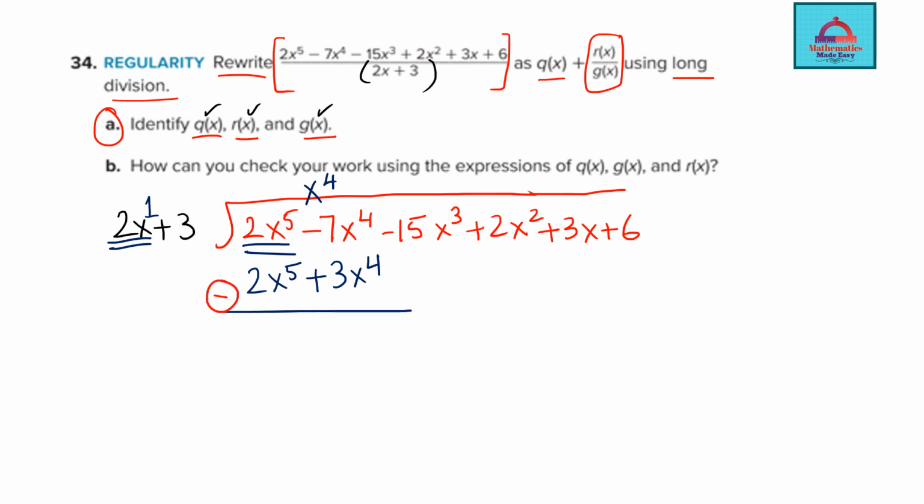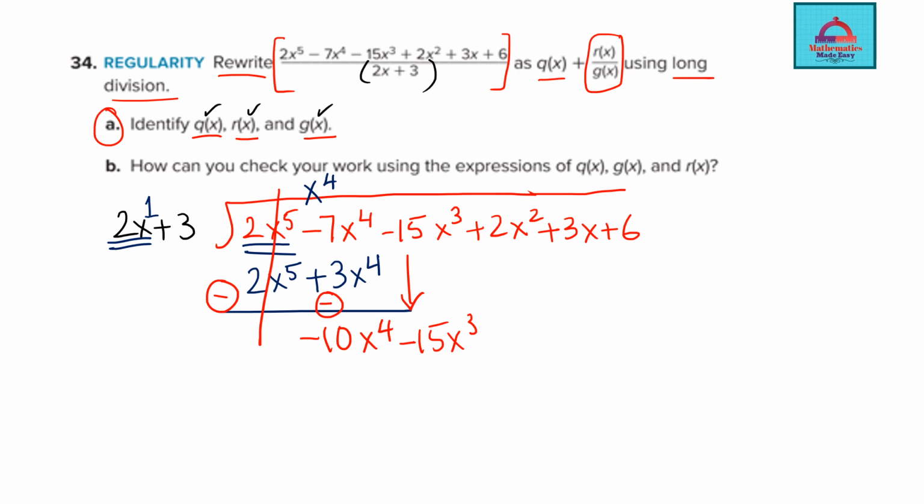The new sign is in the circles as written. So plus and minus will cancel. This is gone. Minus 7 minus 3 will give you minus 10x to the power 4. Let's copy the next term. Minus 15x cubed. Now let's find the next term here.